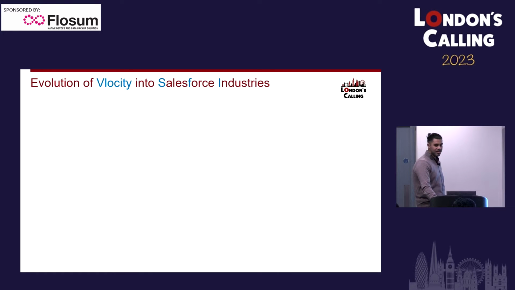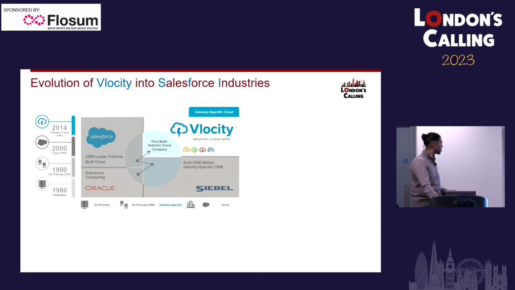So that's the evolution of Vlocity into Salesforce Industries. If you have a look at it, and most of us already know this, in the 1980s you had the era of databases, so you had Oracle databases. Then came in the 1990s the on-prem CRM like Siebel, which was a client-server architecture. And then in 2000, you had the genesis of Salesforce, because it was more on cloud computing. But Salesforce originally was always a horizontal CRM. It was never tailored for industry verticals.